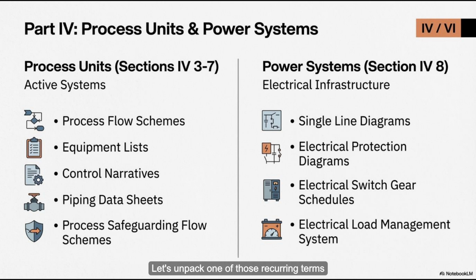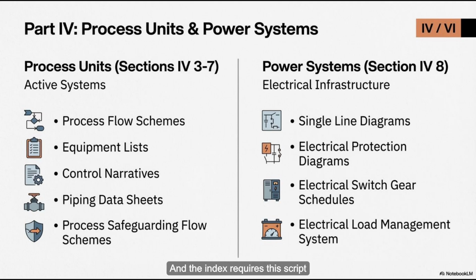Let's unpack one of those recurring terms because it appears everywhere in the list. Instrumented protection function narratives. That is a mouthful of jargon. What is that actually telling the builder to do? Let's just break it down. Instrumented means we're using sensors and automatic valves, robots, essentially. Protection function means safety, stopping a disaster. And narrative implies a story. So it's the story of how the robots save the plant. That is a great way to put it. It's a logic document. It says, if pressure sensor A sees high pressure, then logic solver B must tell valve C to close within 3 seconds. It's the script for the plant's immune system.